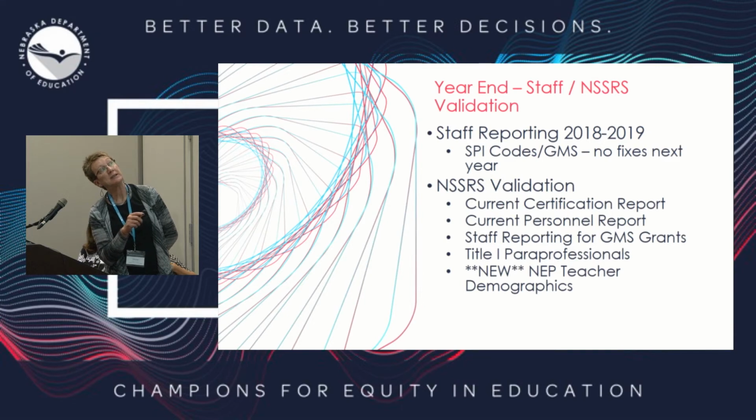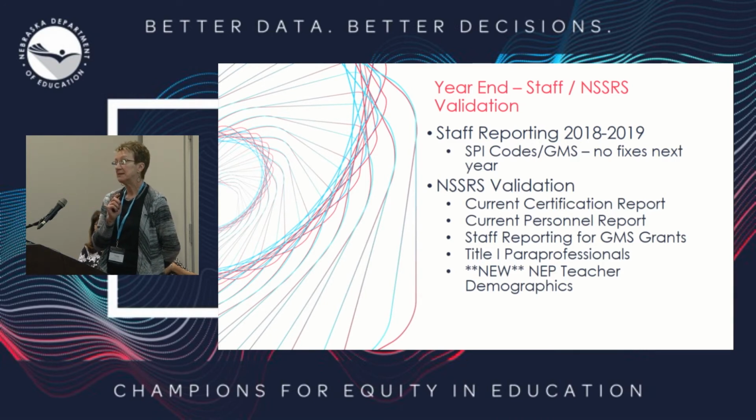Staff reporting. I think this was mentioned yesterday too. Your SPED IDEA grant no longer will accept the SPI code for your SPED. That must be an I. So you want to make sure that all of your staff are being reported correctly for that collection or for that grant, because no changes are going to be made next year to staff reporting for 18-19.